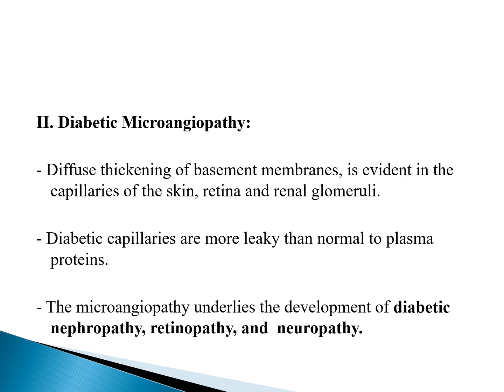Second is diabetic microangiopathy. This affects the small blood vessels, not arteries, not arterioles. It leads to diffuse thickening of the basement membranes of all the capillaries in the skin, in the retina of the eye, in the renal glomeruli and renal tubules in the kidney, and even in the blood capillaries of the nerves. These diabetic capillaries become more leaky than normal to plasma proteins, and this will lead to most of the diseases associated with this microangiopathy. This will lead to the development of nephropathy, retinopathy, and neuropathy.